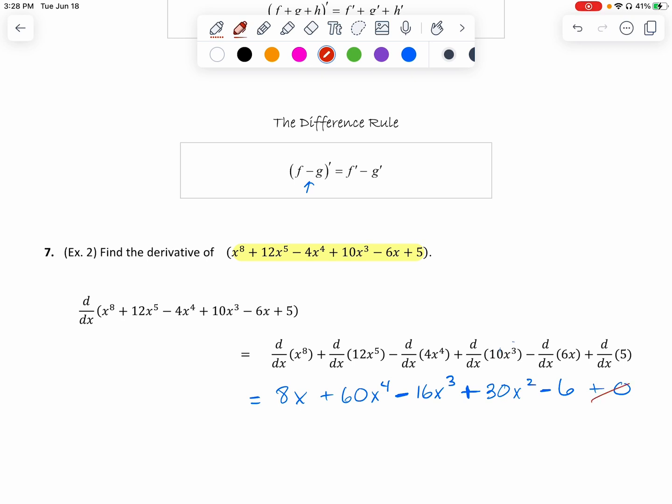So that leaves us with this. And once you know this rule, you don't necessarily need to write this step. You can just know that when I take the derivative of this, I can take it term by term, and just keep consistent with whatever sign goes between those terms.